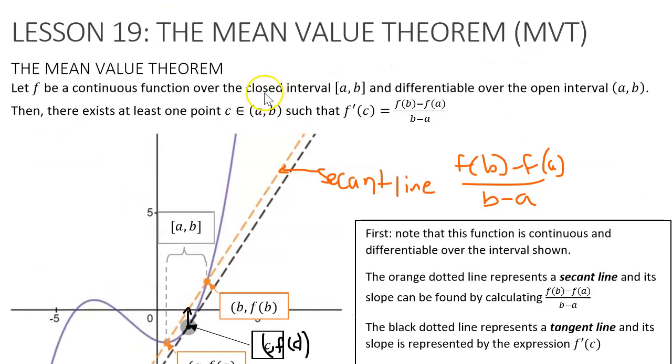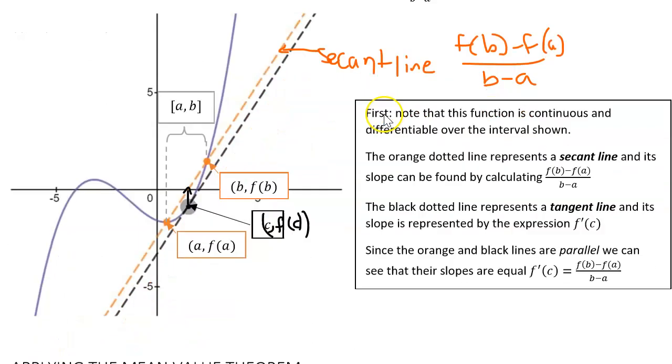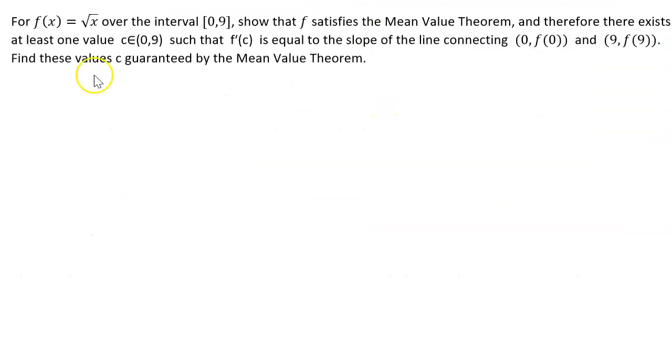With that being said, we are going to solve our expression. So we're going to find the derivative of the function. We're going to find the slope of the secant line for the endpoints of the interval, and then we're going to set those equal to each other to solve. Let's start with the derivative.